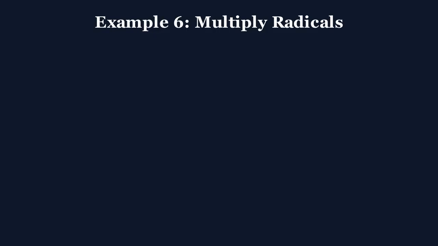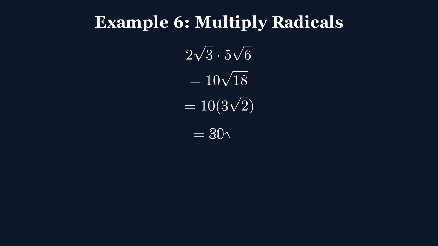Example 6. Multiply 2 square root 3 times 5 square root 6. Multiply outside numbers first. 2 times 5 is 10. Multiply inside numbers. 3 times 6 is 18. So we get 10 square root 18. Square root 18 simplifies to 3 square root 2. The final answer is 30 square root 2.